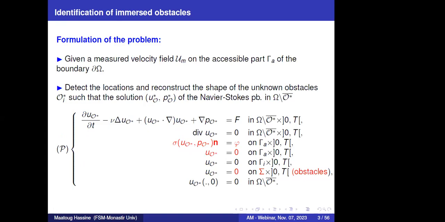So this inverse problem can be formulated as follows. For a given measured velocity field on the accessible part of the boundary, we aim to detect the location and reconstruct the shape of the unknown obstacles from the accessible surface in such a way that the velocity and pressure fields satisfy this overdetermined Navier-Stokes system.